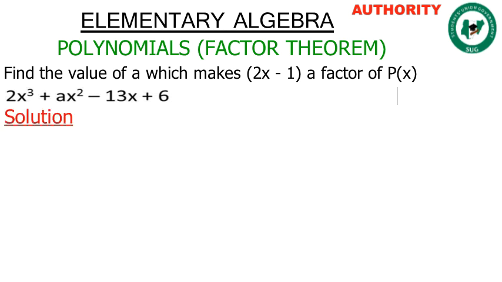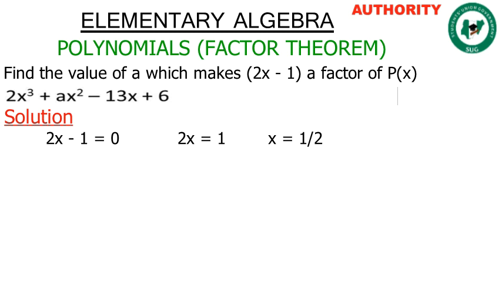Okay, we are asked to find the value of a that will make our function p of x divisible by 2x minus 1. That will make this function have a factor 2x minus 1. Okay, now let's go. We are going to take our factor, which is 2x minus 1, and equate it to 0. So we're going to have 2x minus 1 is equal to 0.